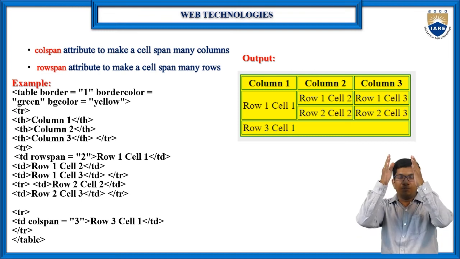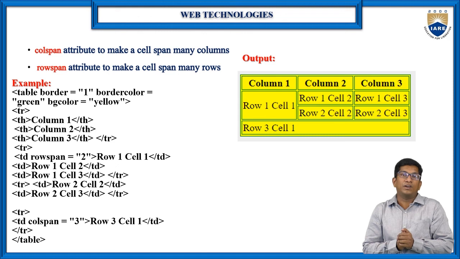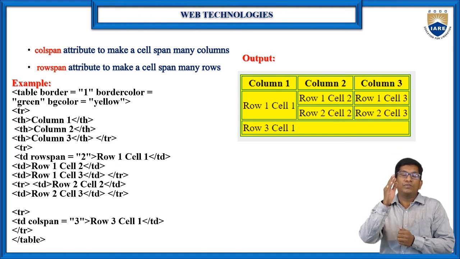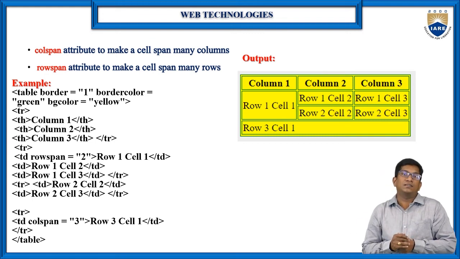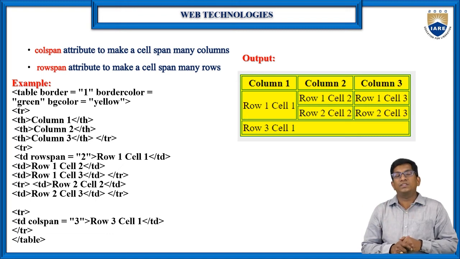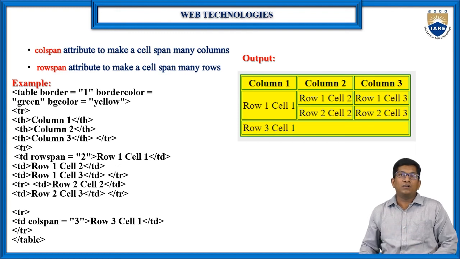If you want to display lunch break for all days, the lunch break is common, right? So if you want to merge all the rows from 12:50 to 1:30, then you have to use rowspan equal to 6. And for lab sessions, colspan is equal to 3. So like that we can use rowspan and colspan.